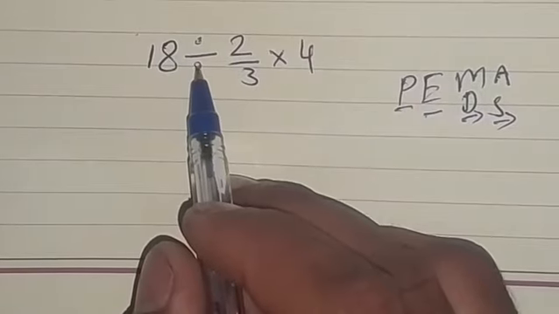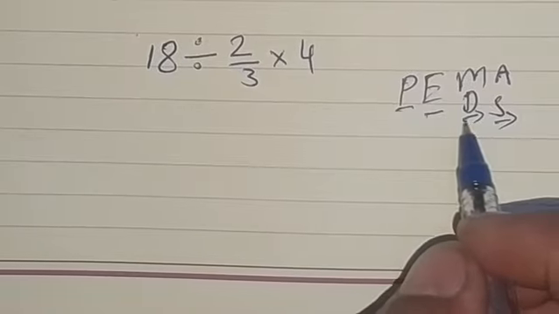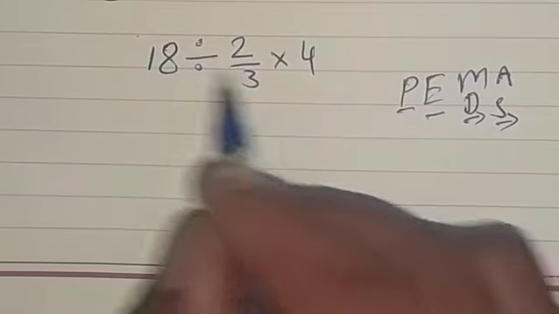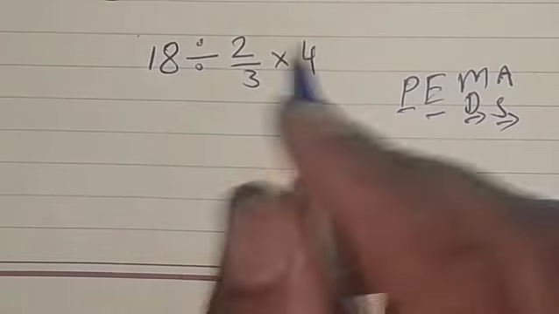Now we have one division and one multiplication. So first, according to the rule, multiplication or division we solve from left to right. Now on the left side we have division, so first we solve the division.